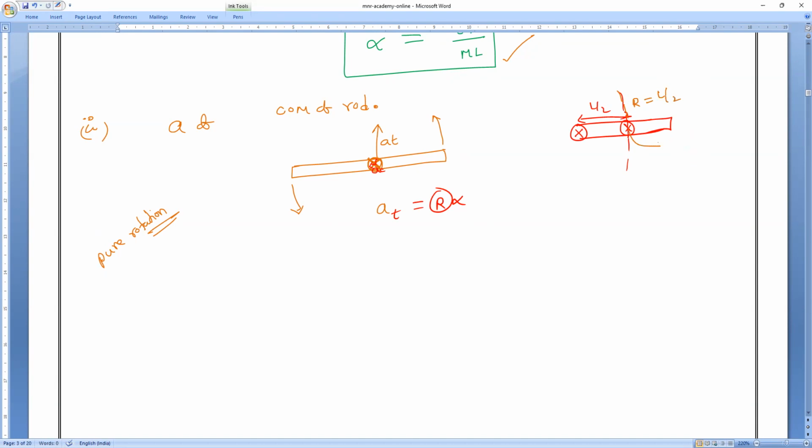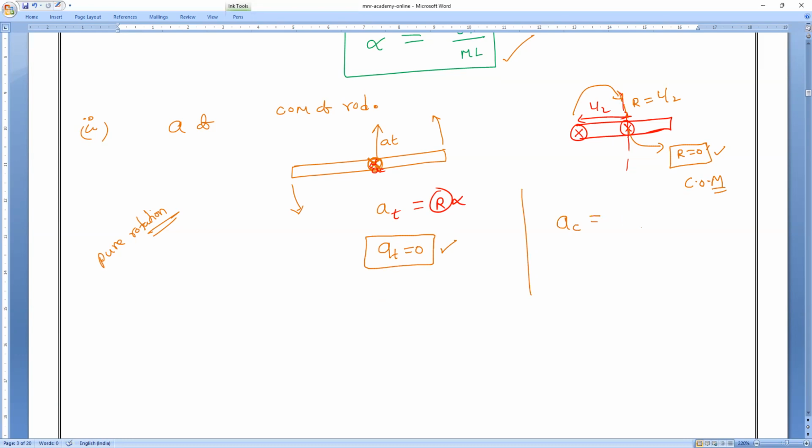Now, in this case, the hinge is exactly at the center of mass, so what is R? R is equal to 0 at the COM. So the tangential acceleration is 0, since it is pure rotation.